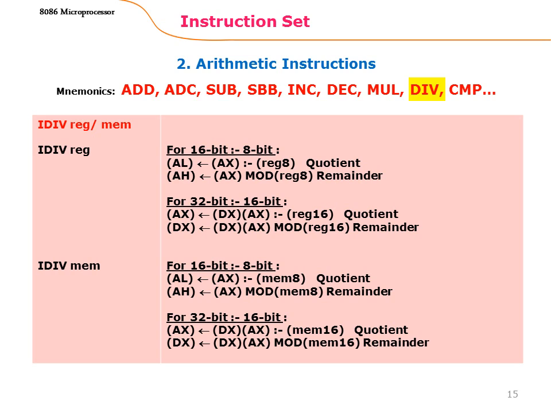IDIV. IDIV is for signed division. In order to perform the division between two signed numbers, we are going for the IDIV instruction. IDIV register: the 16-bit by 8-bit division is performed and the quotient is stored in AL and the remainder is stored in AH. If we are performing 32-bit by 16-bit division, the quotient is stored in AX and the remainder is stored in DX. If IDIV memory, the content of a memory is divided with the content of the accumulator and the quotient is stored in AL and the remainder is stored in AH. If we are performing 32-bit by 16-bit division, the quotient is stored in AX and the remainder is stored in DX.